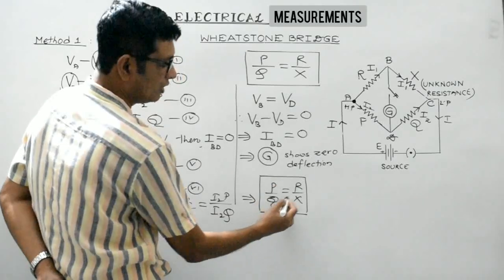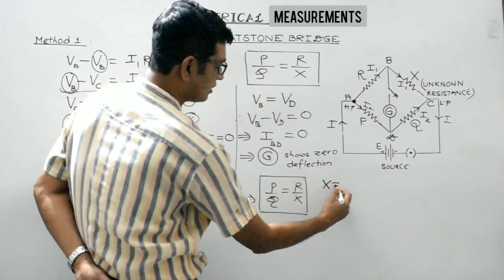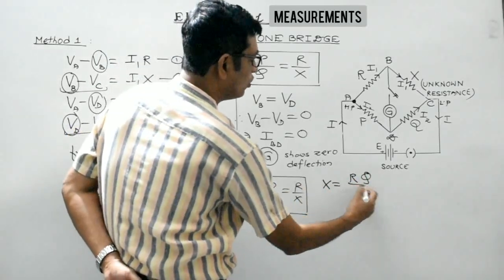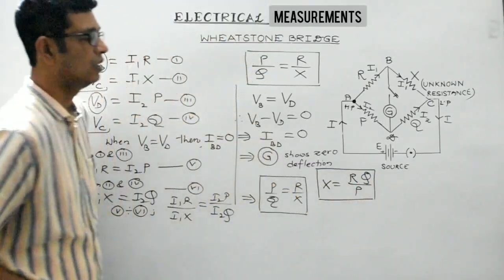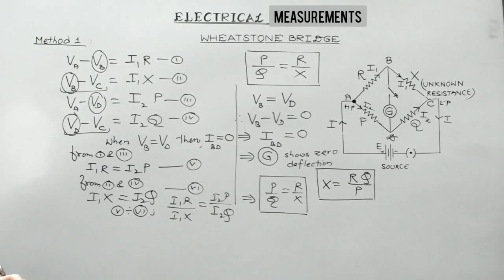So, if you are aware of these three values, the unknown value X can be easily determined. RQ divided by P. So, that will be the working formula by which the value of X, which is the unknown resistance, can be easily determined.